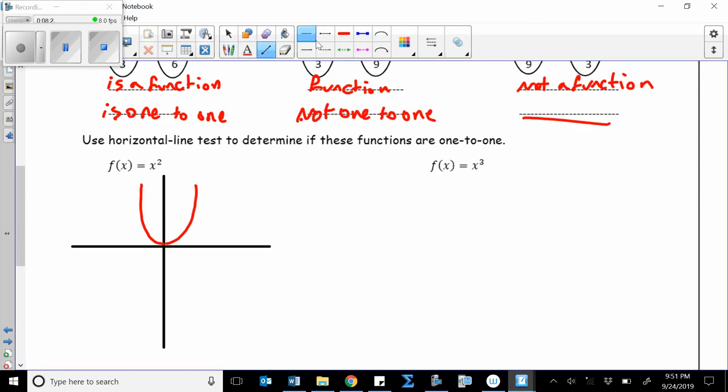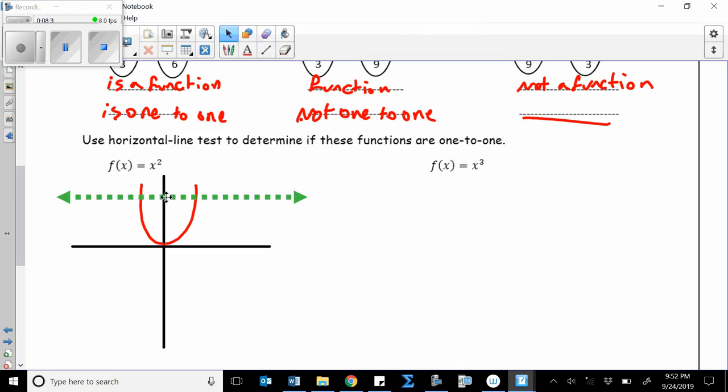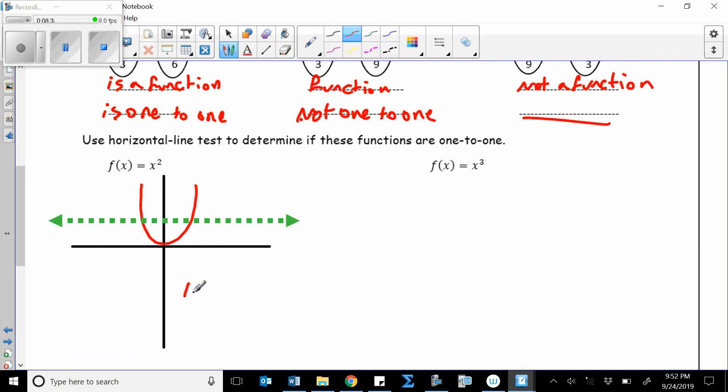Then I'm going to use the horizontal line test. So I'm going to use a horizontal line and move it over my graph. If it's passing through more than one point, then it's not one-to-one. Because it's passing through more than one point.